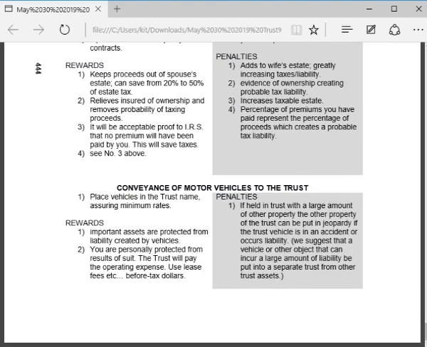Conveyance of motor vehicles to the trust. 1. Place vehicles in the trust name, assuring minimum rates. Rewards: 1. Important assets are protected from liability created by vehicles. 2. You're personally protected from the results of a suit. 3. The trust will pay the operating expense, use lease fees, etc.